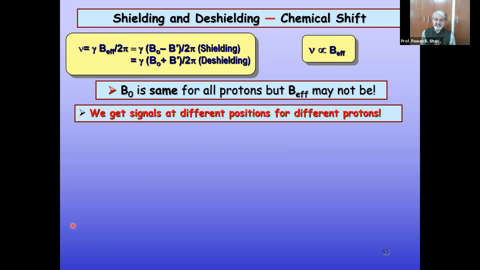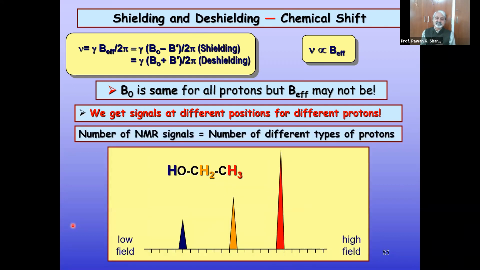So now we reach a stage where my molecule is having many different kinds of protons, different types of protons. The externally applied magnetic field is the same, but the magnetic field felt by those different types of protons is not the same. That tells us why we get signals at different positions for different protons, or we can say the number of NMR signals would be equal to the number of different types of protons. For example, in the case of ethanol, we have 3 protons of one kind, 2 protons of another kind, and 1 proton of the other kind.